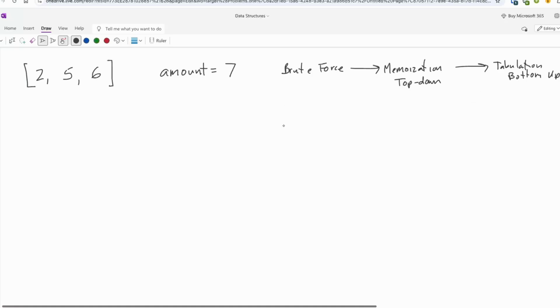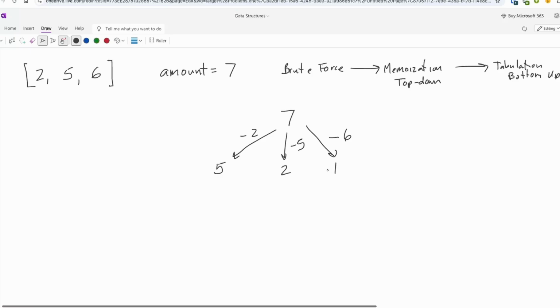So what does the brute force algorithm for this look like? Let's think of starting at our main problem. Our main problem is we want to find the minimum number of coins that we can use to make the 7. So how do we actually do this? What steps are we going to take? We'll see that we have 7 and we have 3 options potentially. We can either take away this first coin, which is 2. This leaves us with 5 left. We could take away 5, which leaves us with 2, or we could take away 6, which leaves us with 1.